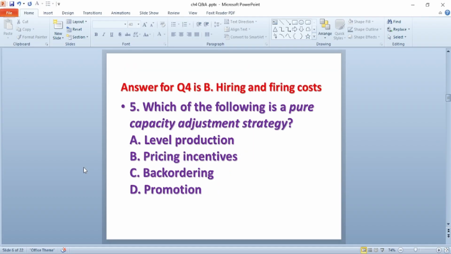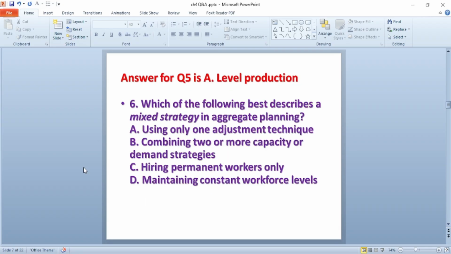Question number 5. Which of the following is a pure capacity adjustment strategy? A. Level production. B. Pricing incentives. C. Back ordering. D. Promotion. The answer for this question is A, level production.